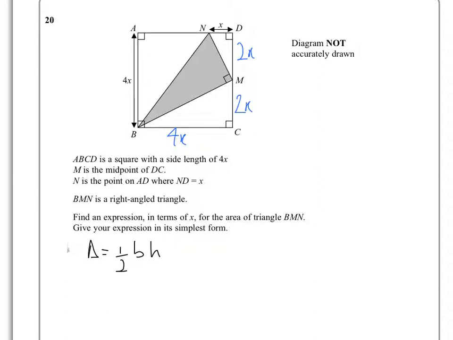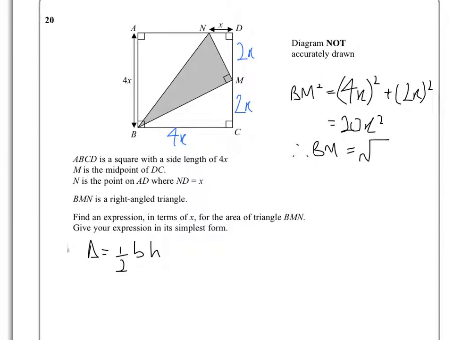so BM squared is going to be equal to 4x squared plus 2x squared, and that's going to give us 20, 4 squared is 16, 2 squared is 4, 20 x squared. So therefore BM is going to be equal to the square root of 20, so if you square root both sides, BM multiplied by square root of x squared is just x.